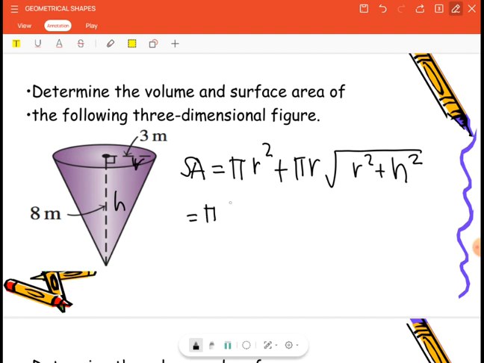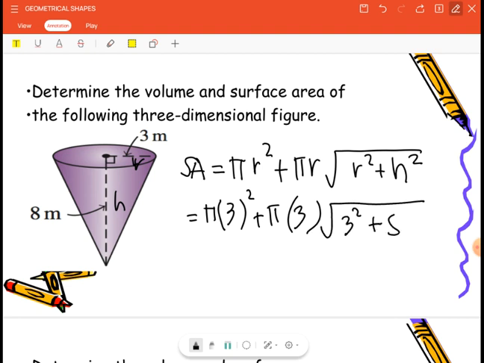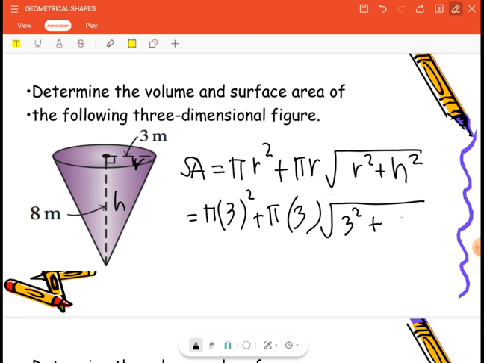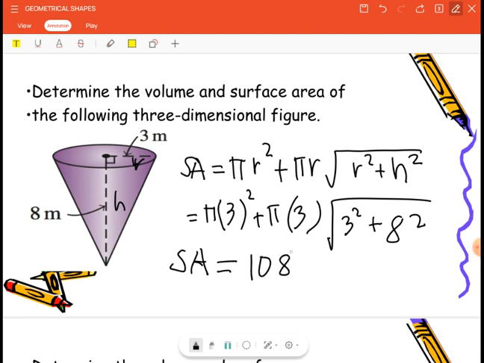So, this will give us pi times 3 squared, plus pi times 3, multiply by 3 squared plus 8 squared. Okay. And this will give us the surface area of 108.80 square meter. Okay?